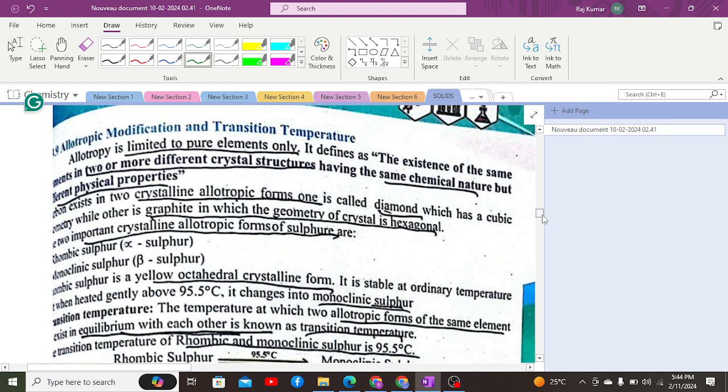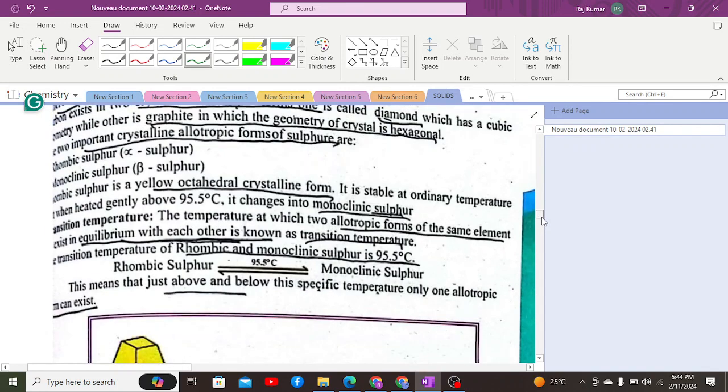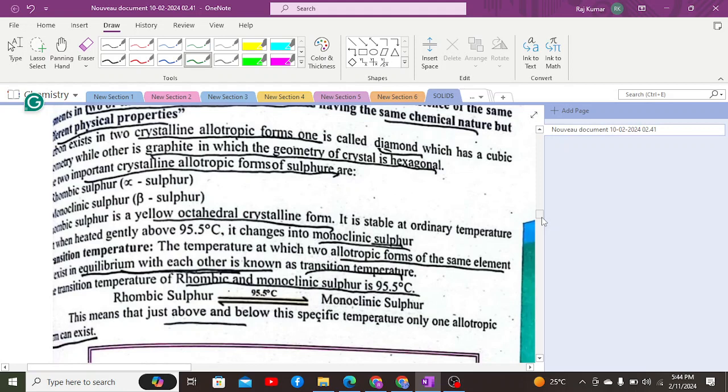Right? Moreover, allotropy applies to pure elements only, such that the existence of the same element in two or more different crystal structures having the same chemical nature but different physical properties is known as allotropy. Both allotropy and polymorphism have the same chemical properties and different physical properties, but the difference is that allotropy is limited to elements and polymorphism occurs in compounds.